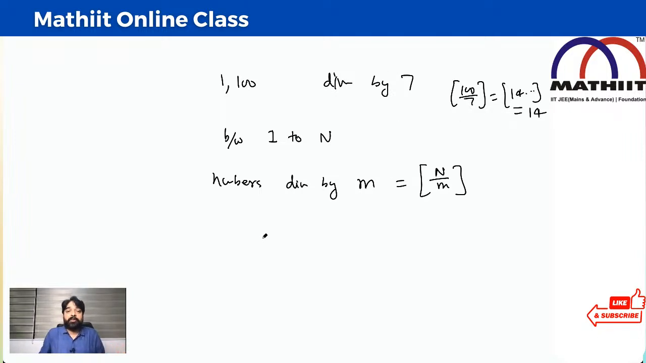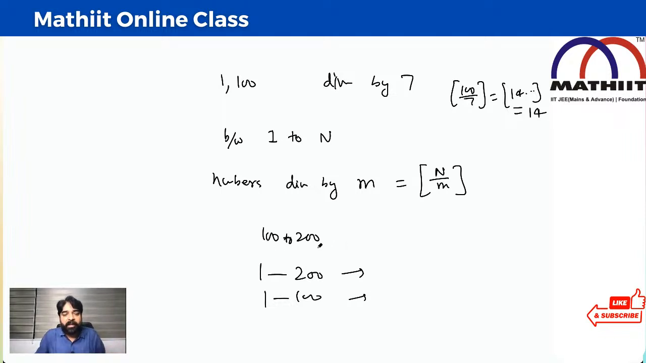Suppose somebody asks you between 100 to 200, how many numbers are there which are divisible by 7? So what do you do? First calculate 1 to 200, how many numbers are divisible by 7. Then calculate 1 to 100, how many are divisible by 7. Subtract that one because you want only 100 to 200.